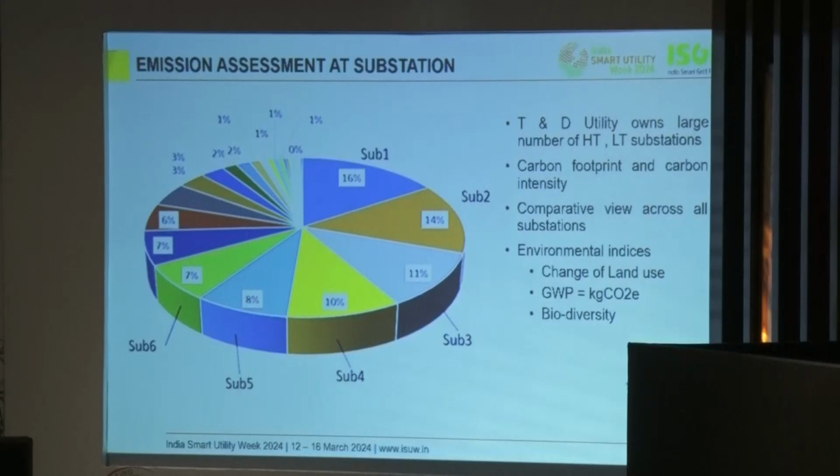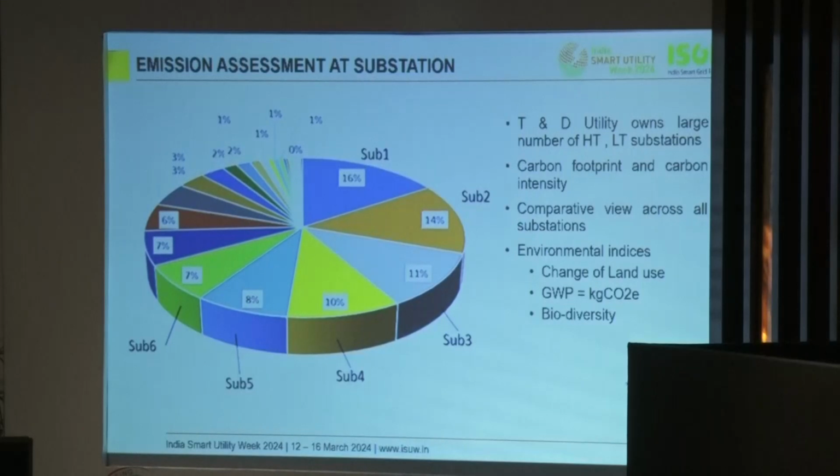We also work with National Grid, but on a different platform of digitization, creating a roadmap for their digitization journey. This particular pie chart helps a customer utility understand, out of 100 substations, which are those substations that are high carbon intense.